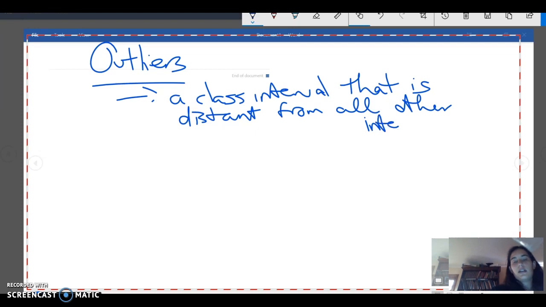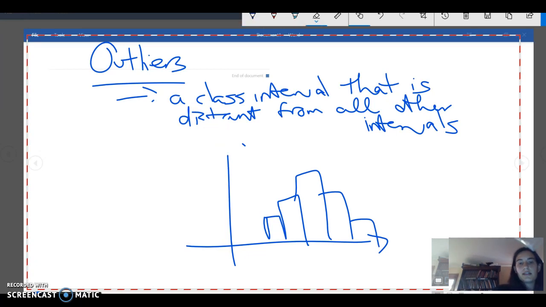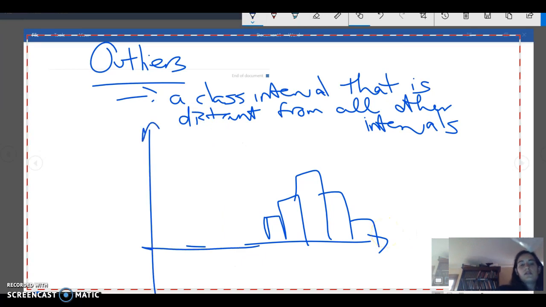So what will that look like? Well, you might have this beautifully well-behaved little thing called a data distribution. Look at it. It's symmetrical, and then all the way, let's make this even more exaggerated, all the way over here, you have this random little thing. That, my friends, is an outlier. Okay? What does that do? Does it affect the median?